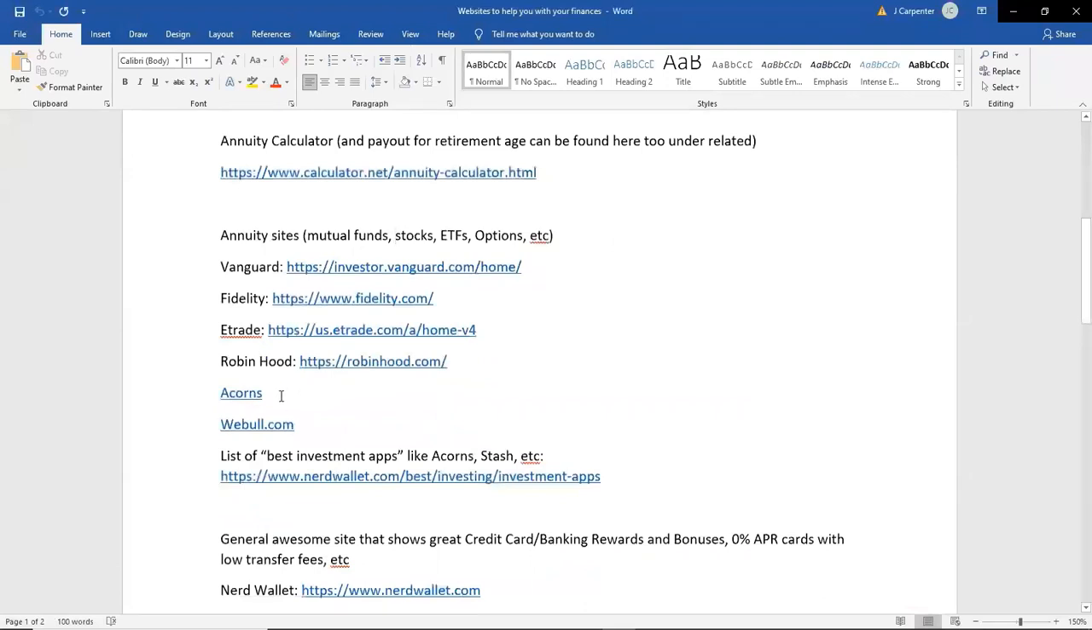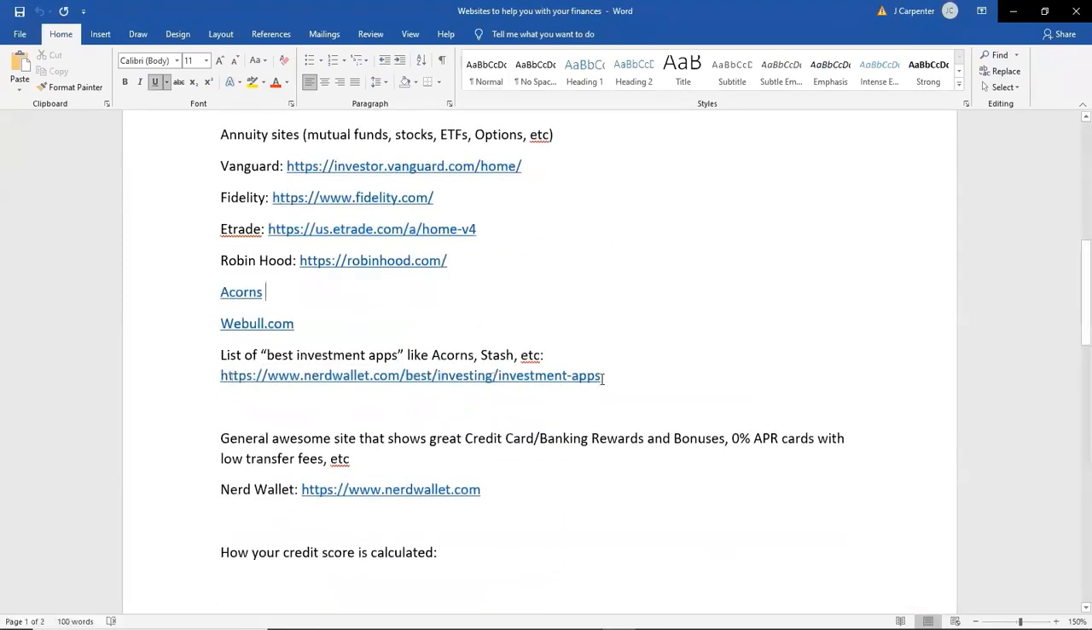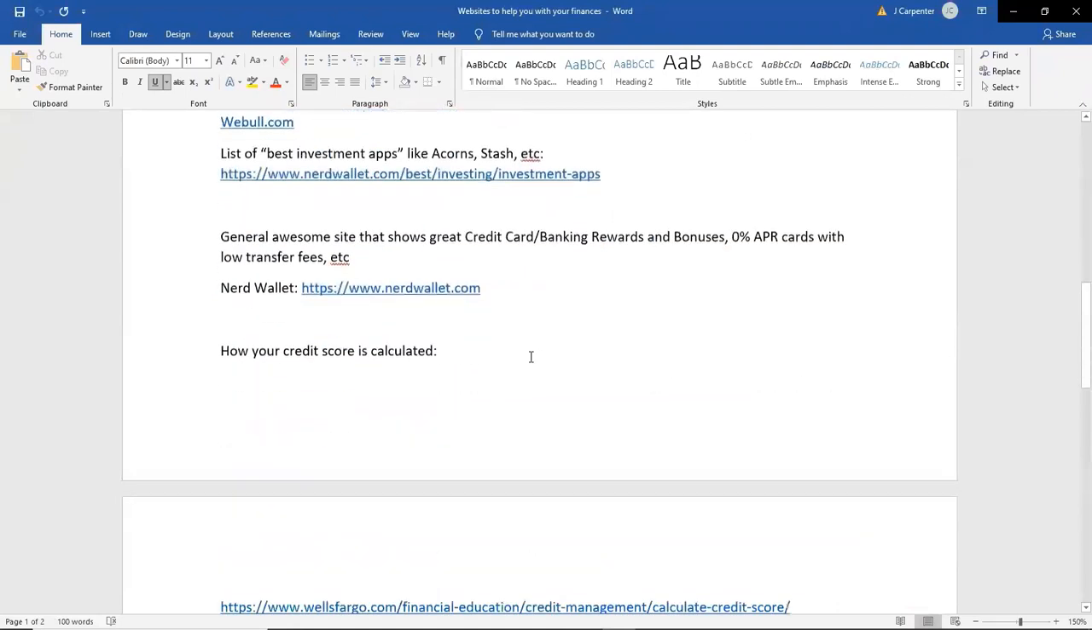Some of them do things like roundup, where if you buy a $4.60 item, it charges you $5, and that extra 40 cents goes into your investments, which for a lot of people is amazing and would probably help you along the way. NerdWallet is an excellent resource for all sorts of finance stuff.